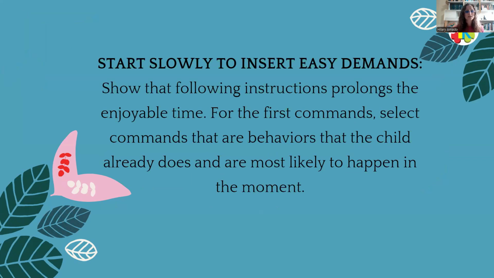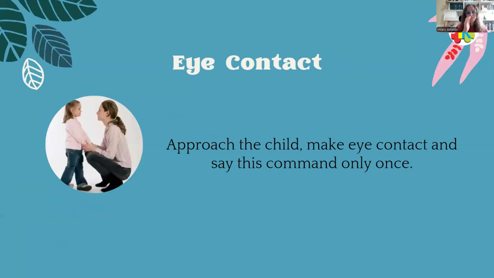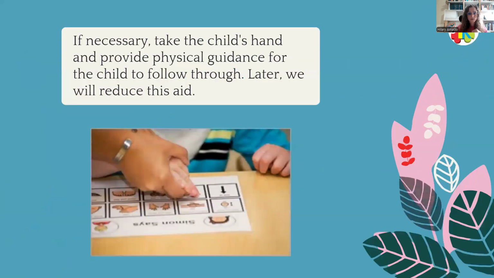So for the first command, select commands that are behaviors that the child already does or are most likely to happen in that moment. Don't start with the hard stuff. You want to make sure you get eye contact: approach the child, make eye contact, say that command only once. And if necessary, take that child's hand and provide physical guidance for the child to follow through. Later, we're going to reduce this aid. And like I said, this is why it's so important that accepting physical guidance is a prerequisite.